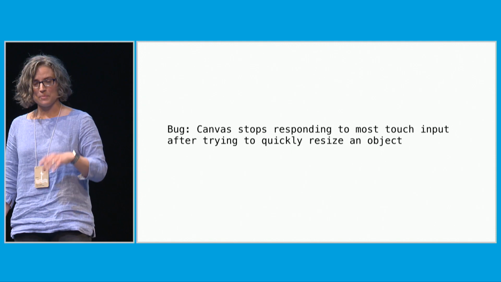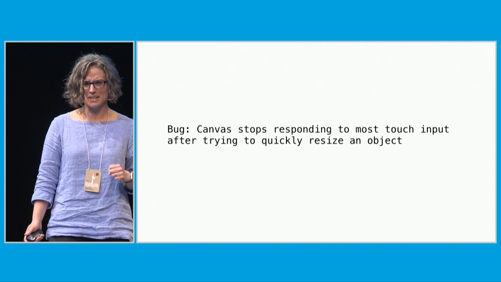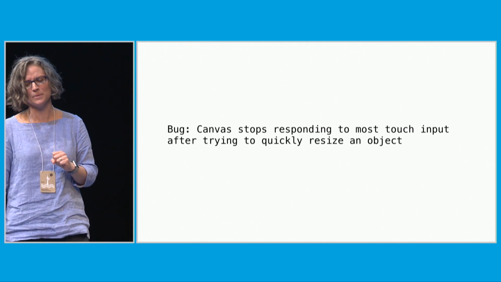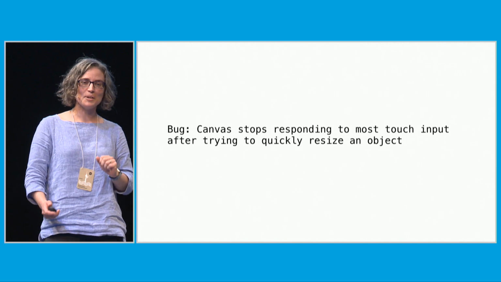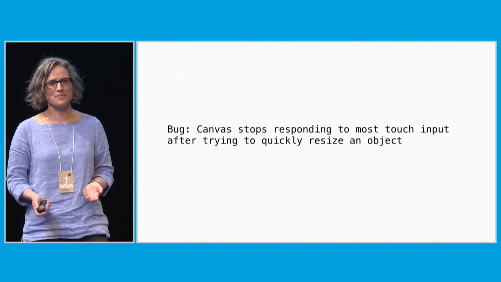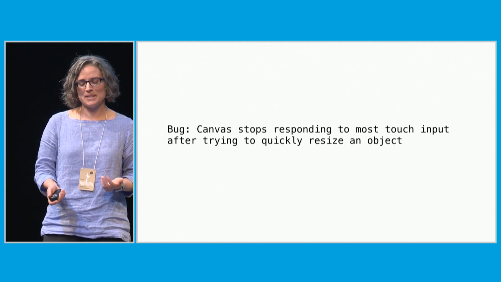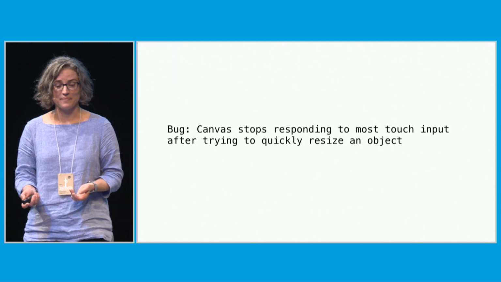All right, so back to our story. Our first bug: the canvas stops responding to most touch input after you're trying to quickly resize an object. And it's not in the title, but in the notes, it says that this is rather tricky to reproduce. It's really an edge case. And tricky to reproduce means that we're probably going to spend some time debugging.